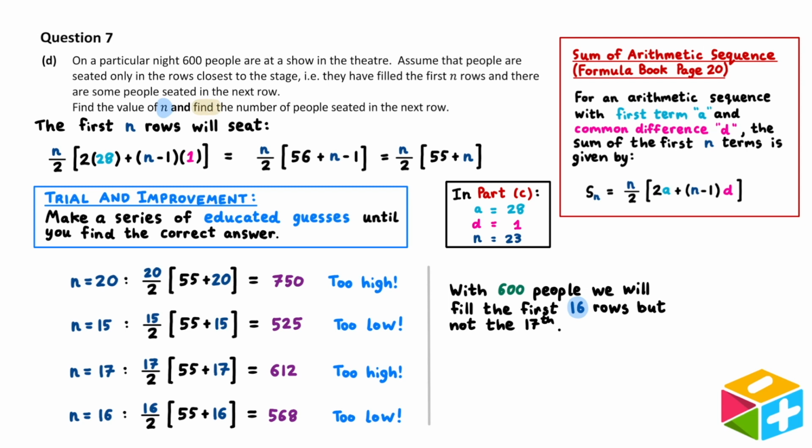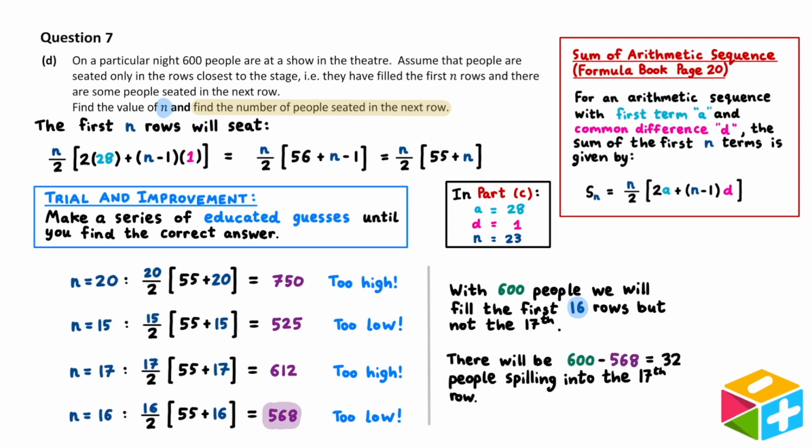We were also asked to find the number of people who would be seated in the next row. Well, the first 16 rows would sit 568 people, so we'll have 600 minus 568 is equal to 32 people spilling into the next row.